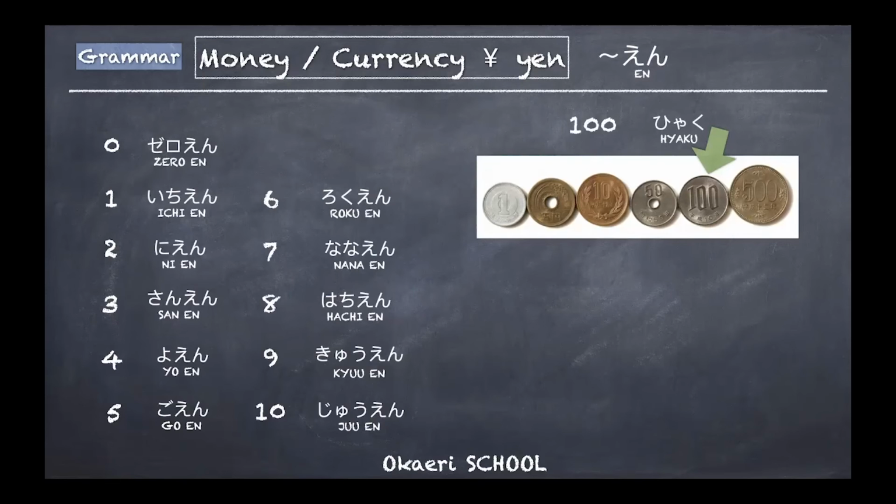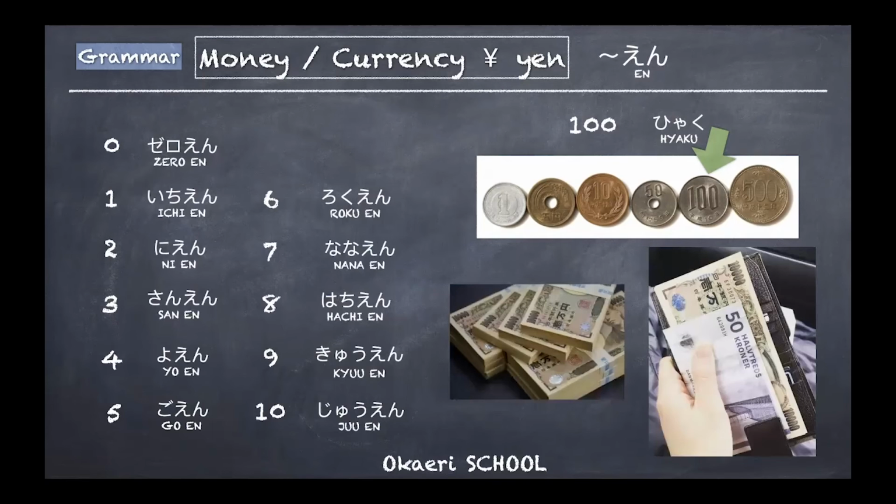I mean, in Japan, we still use lots of cash everywhere. You could use a credit card, but cash is still super standard. You need to have cash in Japan. So I hope you get used to these coins.